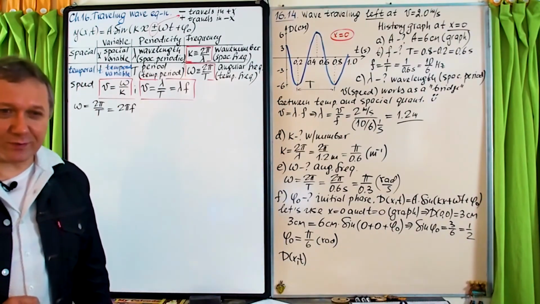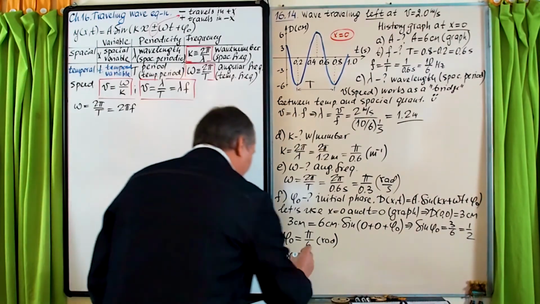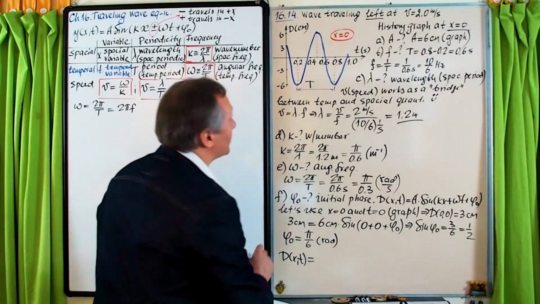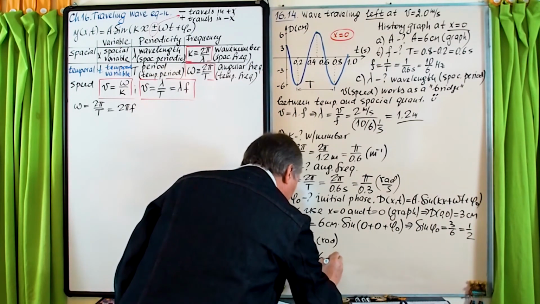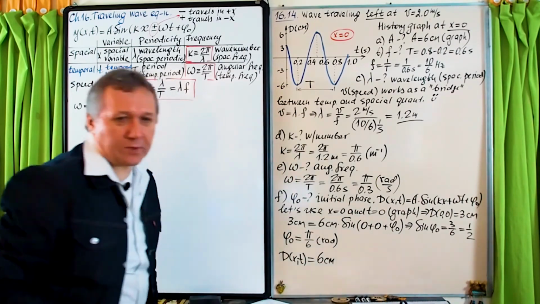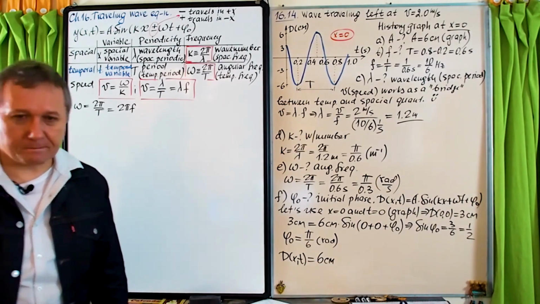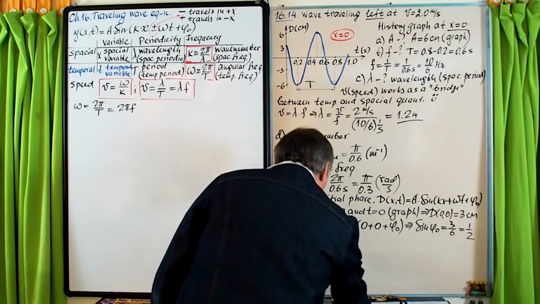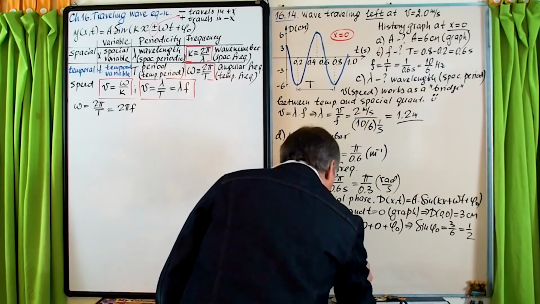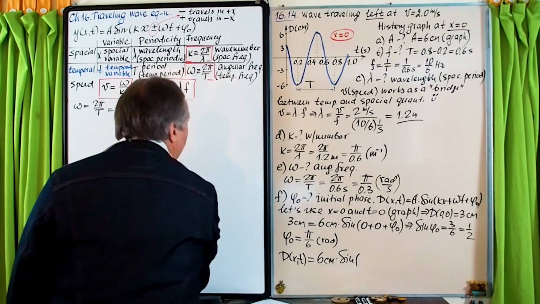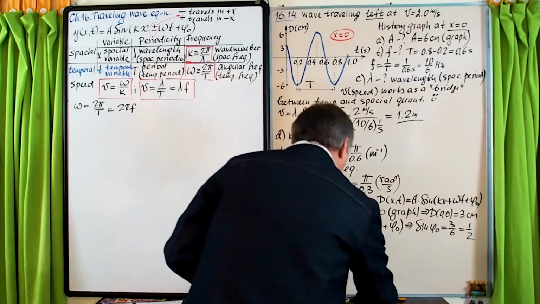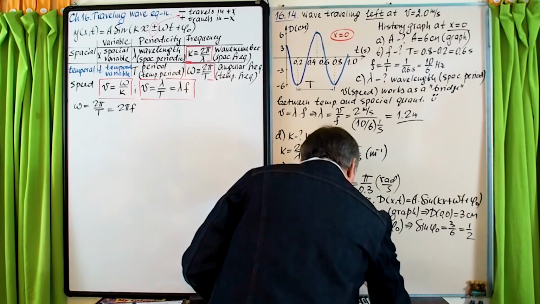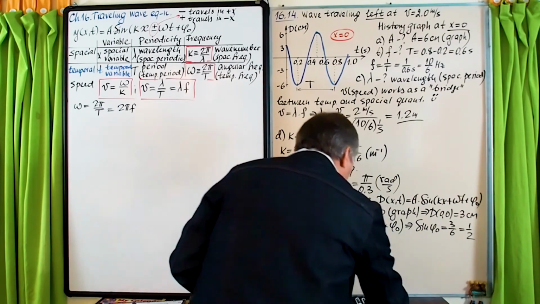Now it's more difficult to write closer to this surface. So amplitude 6 centimeters. You could use meters if you want, it's not a big deal. Then sine, then k, the wave number, pi over 0.6, times the spatial variable x.